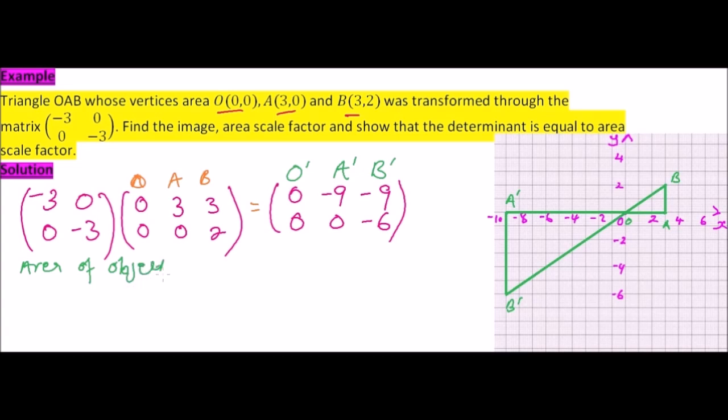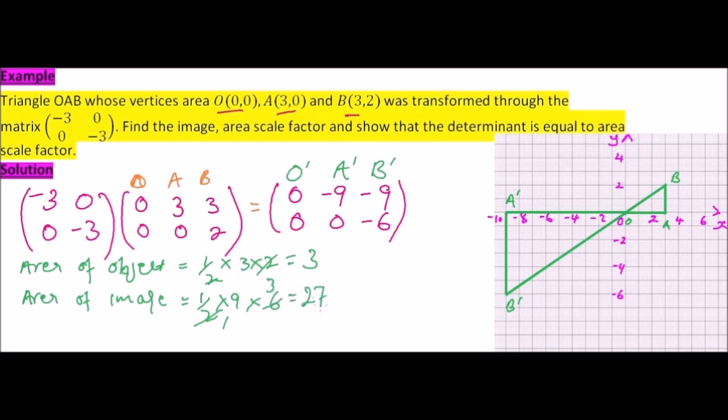area image, which we have done. We need to find the area scale factor. The area of the image is a half base times height. So that will give us 2 divided by 2 is 1. So there we have 3. We then get the area of the image, which is a half base times height. That is, we will be able to get a half multiplied by 9 multiplied by 6, and that should give us 9 times 6 would give us 27. 6 divided by 2 is 3, 27.